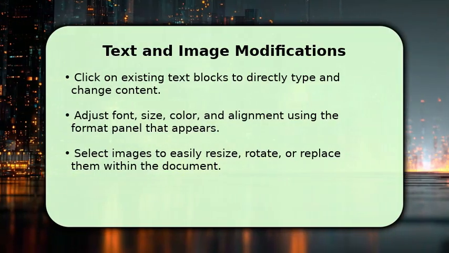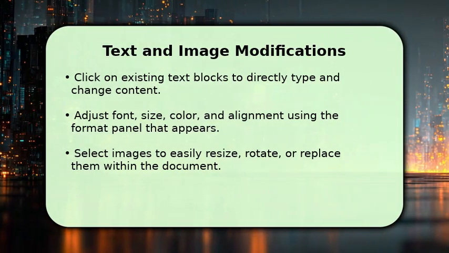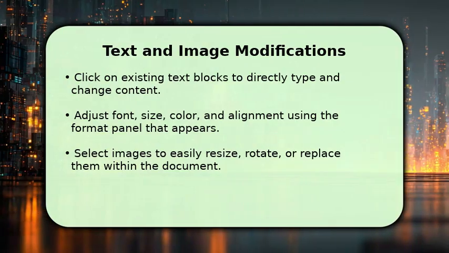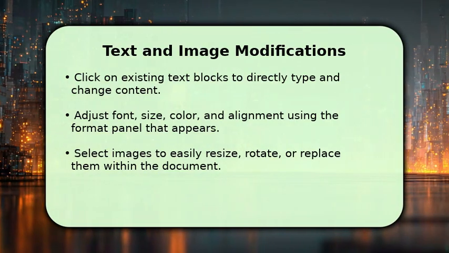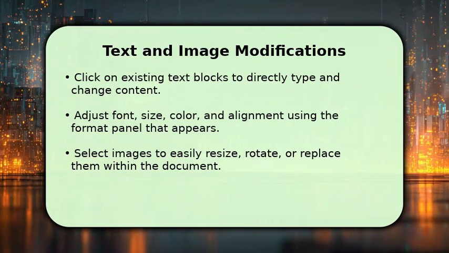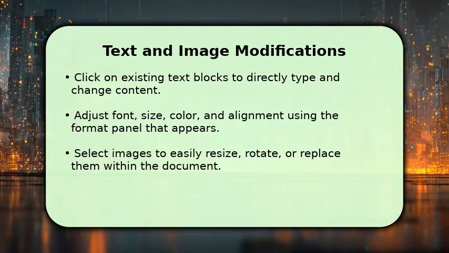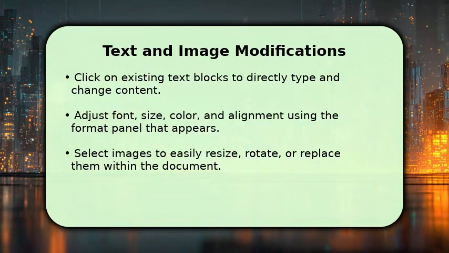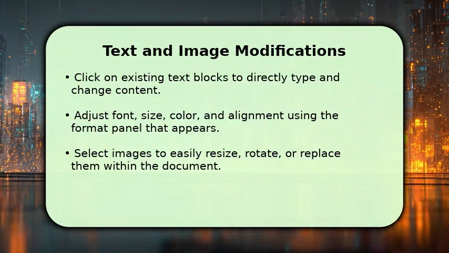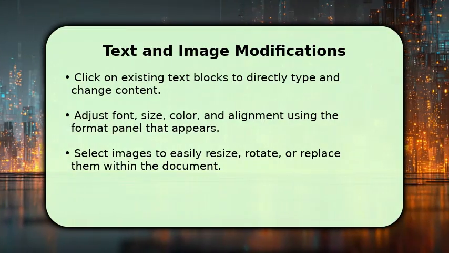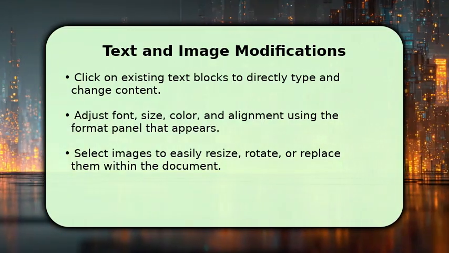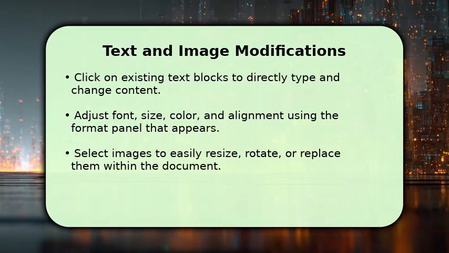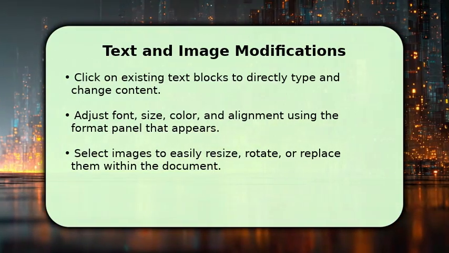With the Edit Text tool active, simply click on any text block to begin typing and altering the words. A convenient format panel will appear, allowing you to adjust the font, size, color, and alignment with just a few clicks. For images, select the Edit Object tool, then click on an image. You can then drag its corners to resize, use the rotation handle to spin it, or right-click to replace it entirely.